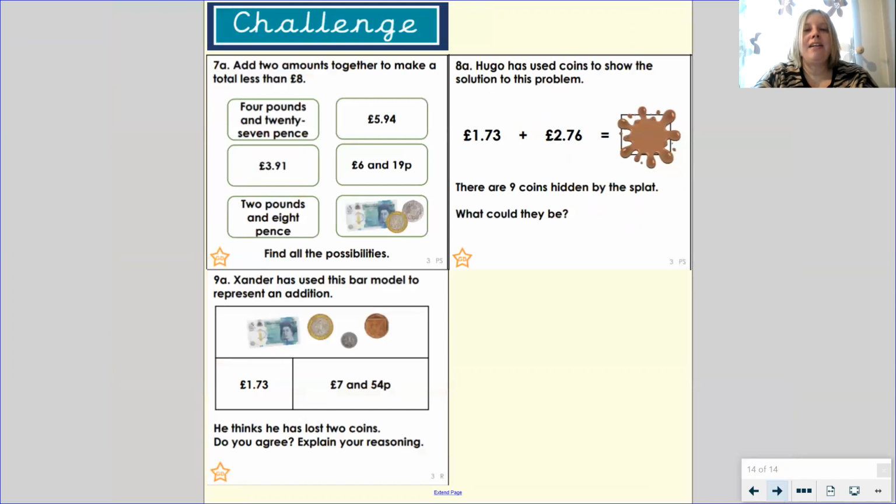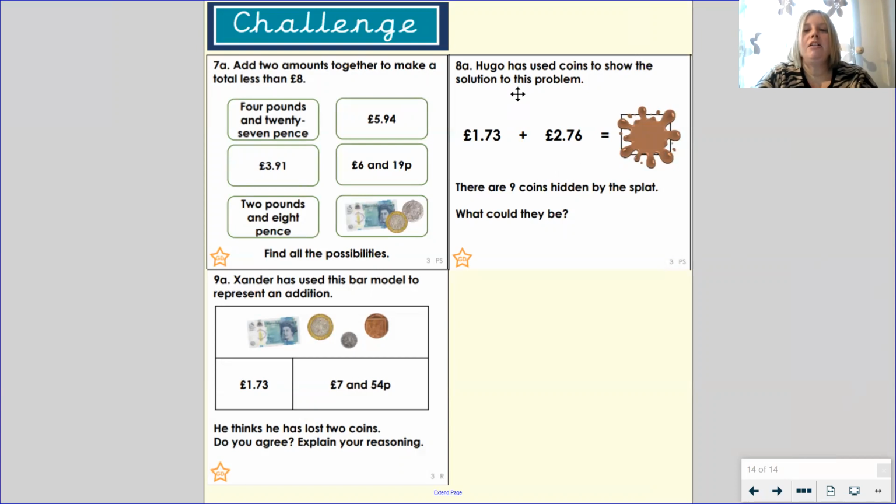And there are some extra challenges for you to have a go at. I'm going to read them to you. First question says, add 2 amounts together to make a total less than £8. So you have to choose 2 of the amounts and add them together to find the total. And you have to find all the possible ways that you can make a total that is less than £8.